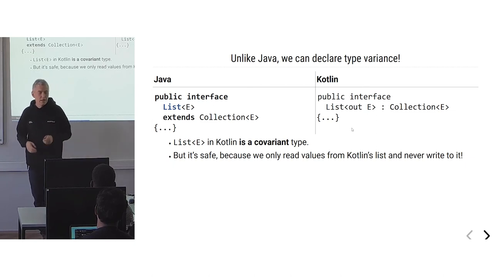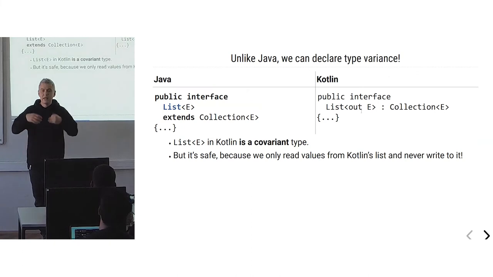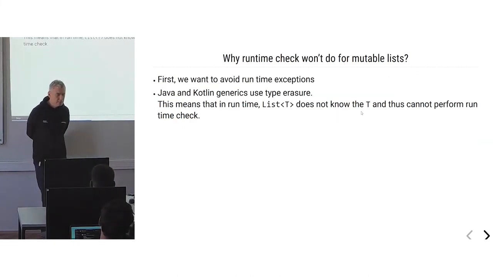So you declared out E, and you can read E in public methods. You can also write E in private methods. You can also have E-typed variables as long as they are private, but as soon as you make them public, your class won't compile, because Kotlin says you want this class to be covariant. In order for it to be safe, you must be only able to read values, not write values. I think this makes sense for you.